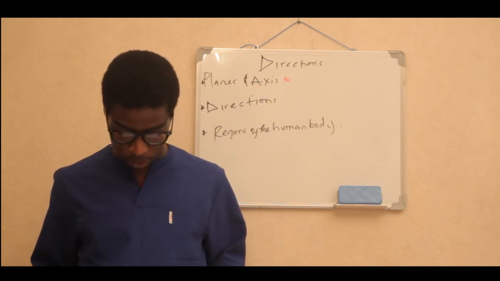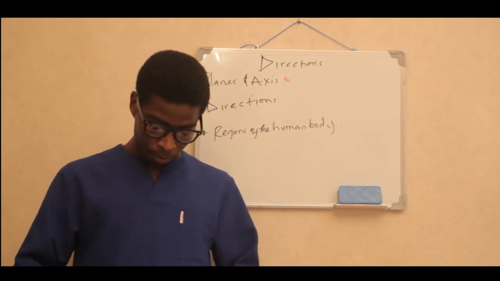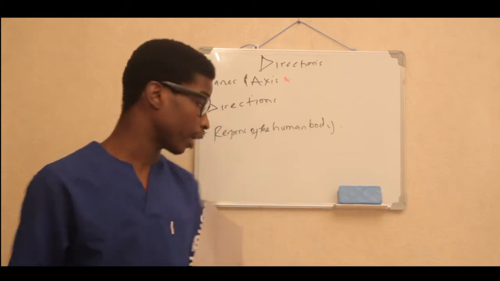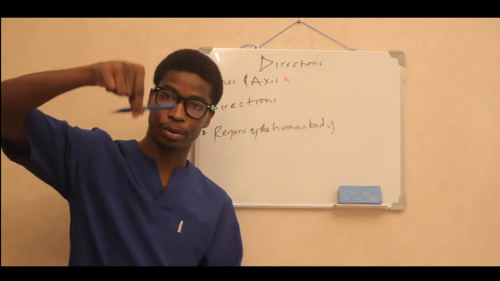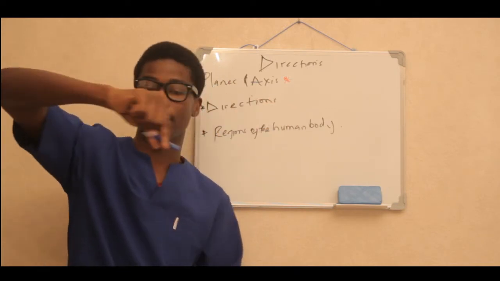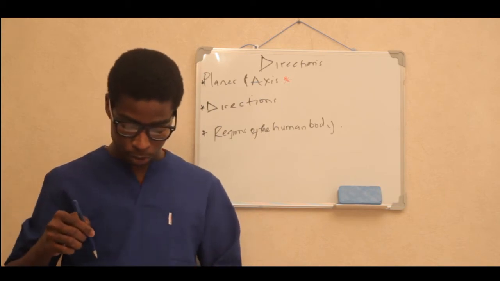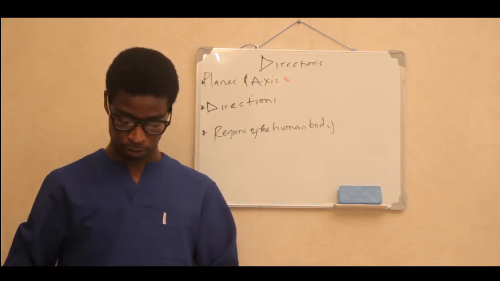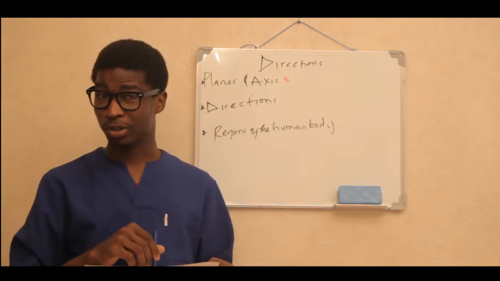Along the horizontal plane, which divides into cranial and caudal, or superior and inferior, we have two basic types of axes: the vertical axis and the horizontal. Whether it is coming like this or like this, as far as it's not straight, it is horizontal. So along this horizontal plane, what kind of axis do we have? We have the vertical axis.